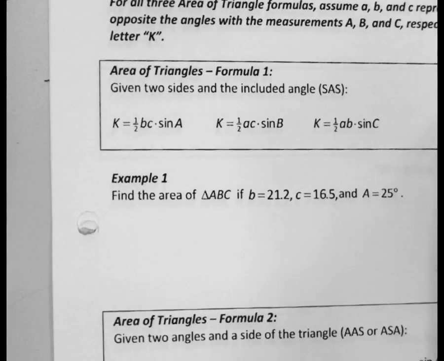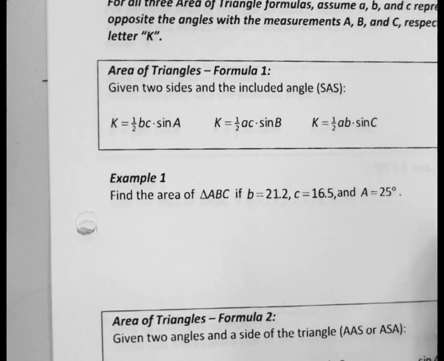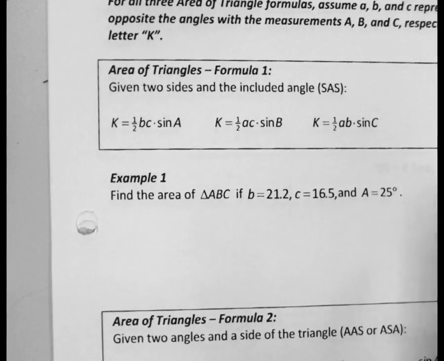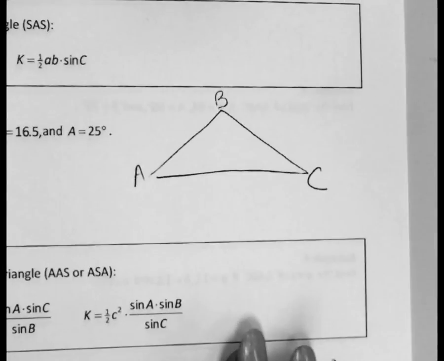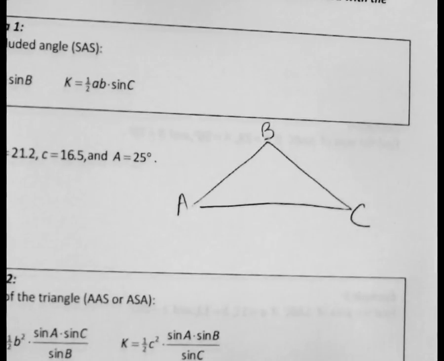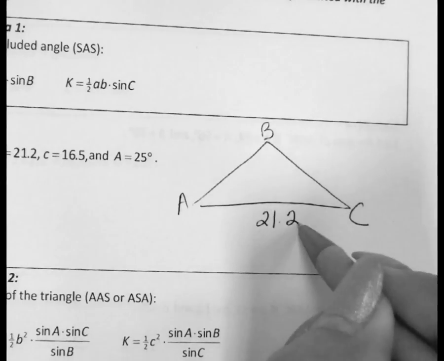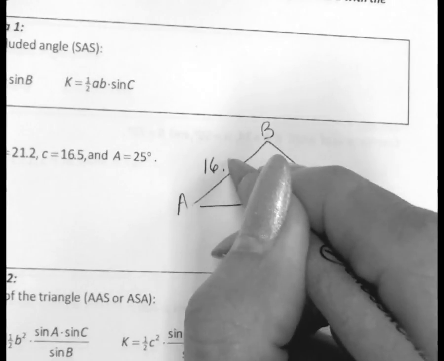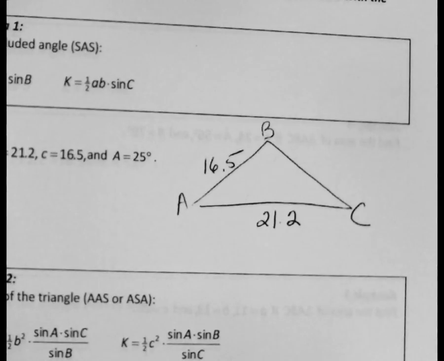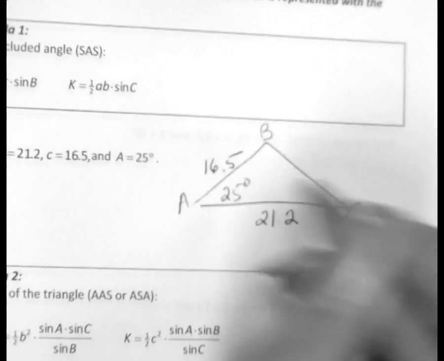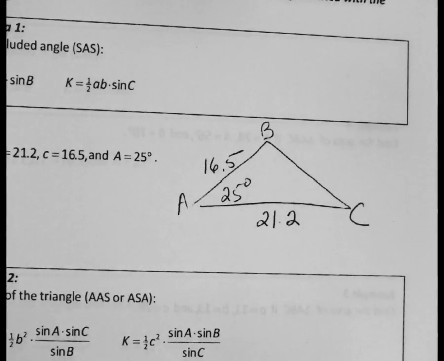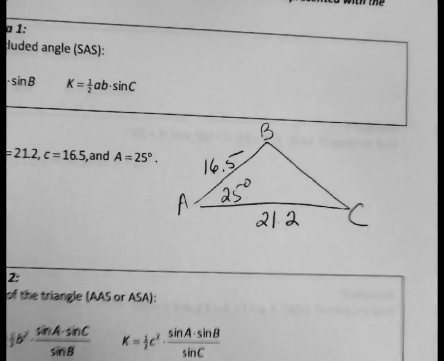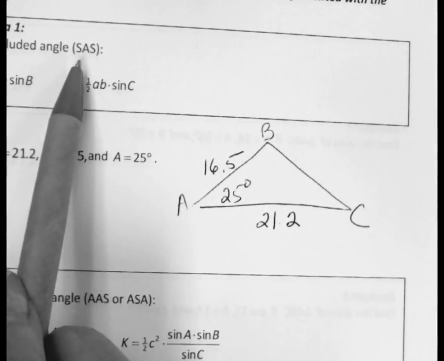All right. So for example, for this first one right here, example 1, let's label it ABC. Side B is 21.2. Side C is 16.5. And angle A is 25 degrees. Do you see that? So this is an SAS. When everything's in one corner, SAS.